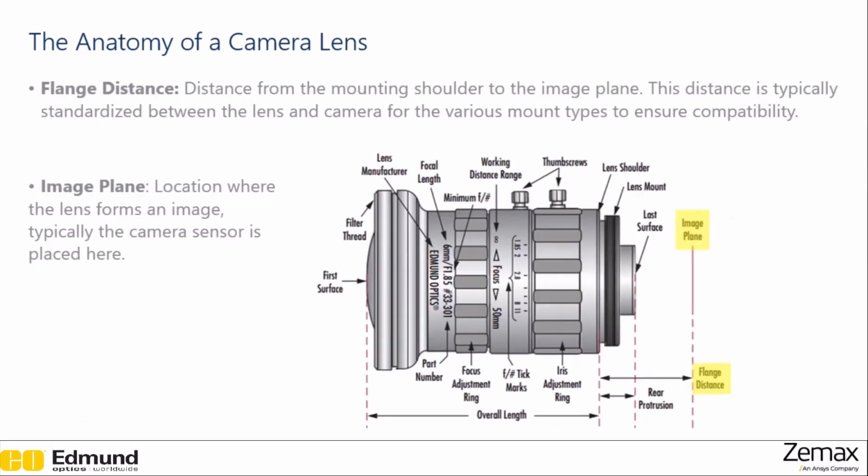The flange distance is the distance from the mounting shoulder to the image plane. The image plane is where the sensor would go because that's where the image will be formed. This distance is typically standardized between lenses and cameras for various mount types to ensure compatibility.